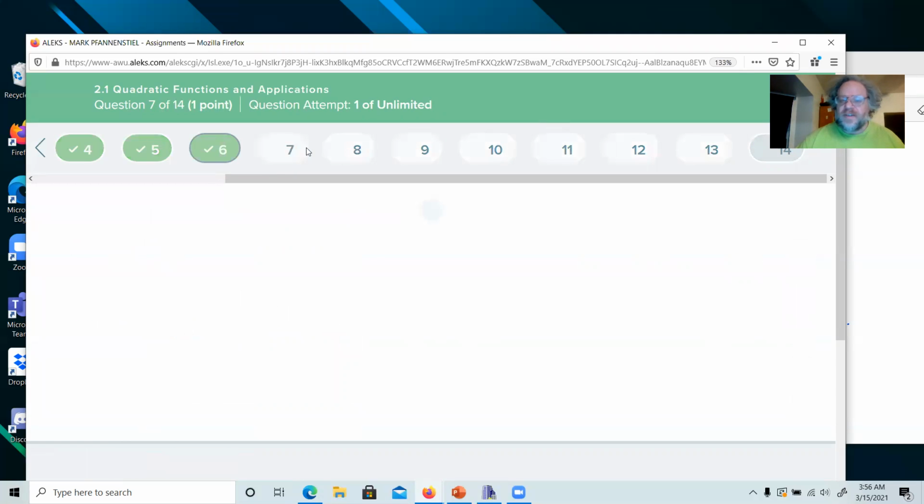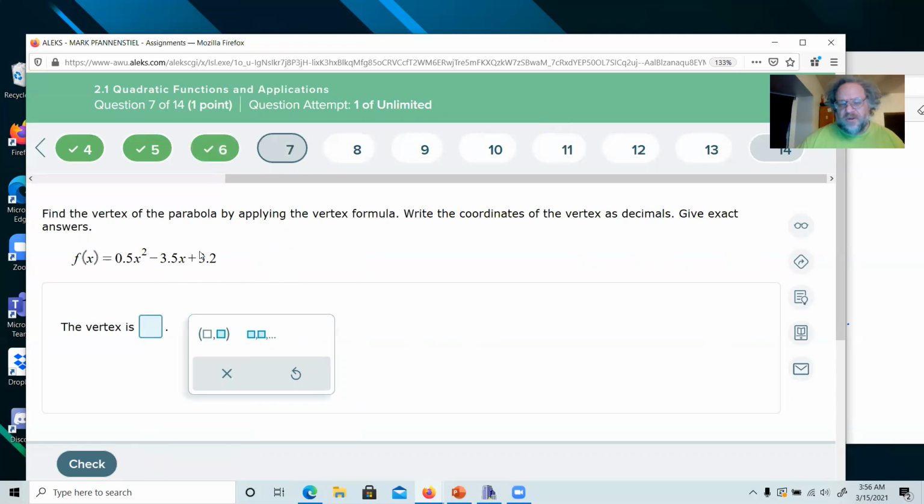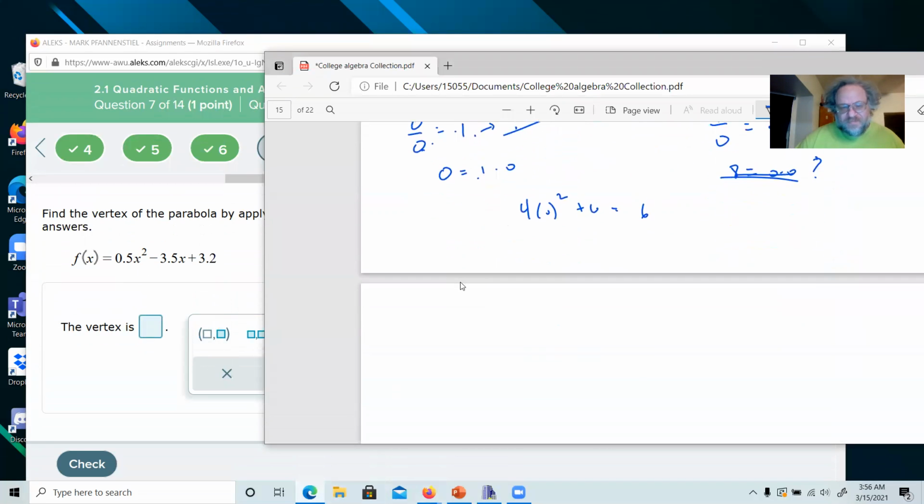And then number 7 is the kind of problem that's going to make you really happy that you're using the vertex formula rather than completing the square. All right. This one's actually pretty tame, right? Because we got 0.5s. They're not always, right? Sometimes they were a lot worse. So we have 0.5x squared minus 3.5x plus 3.2.